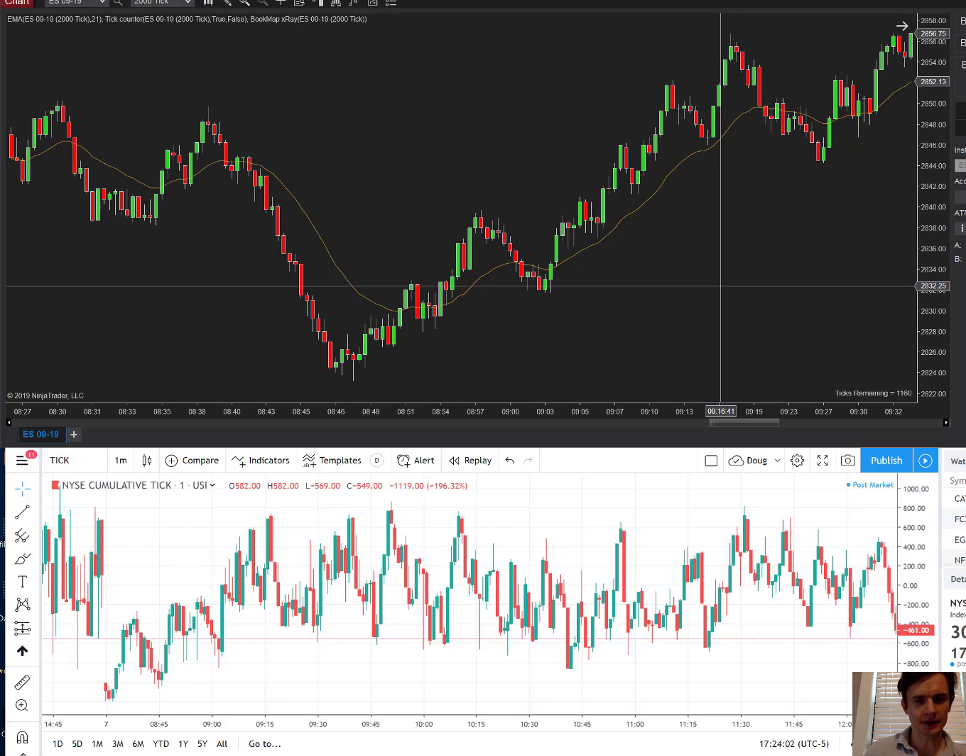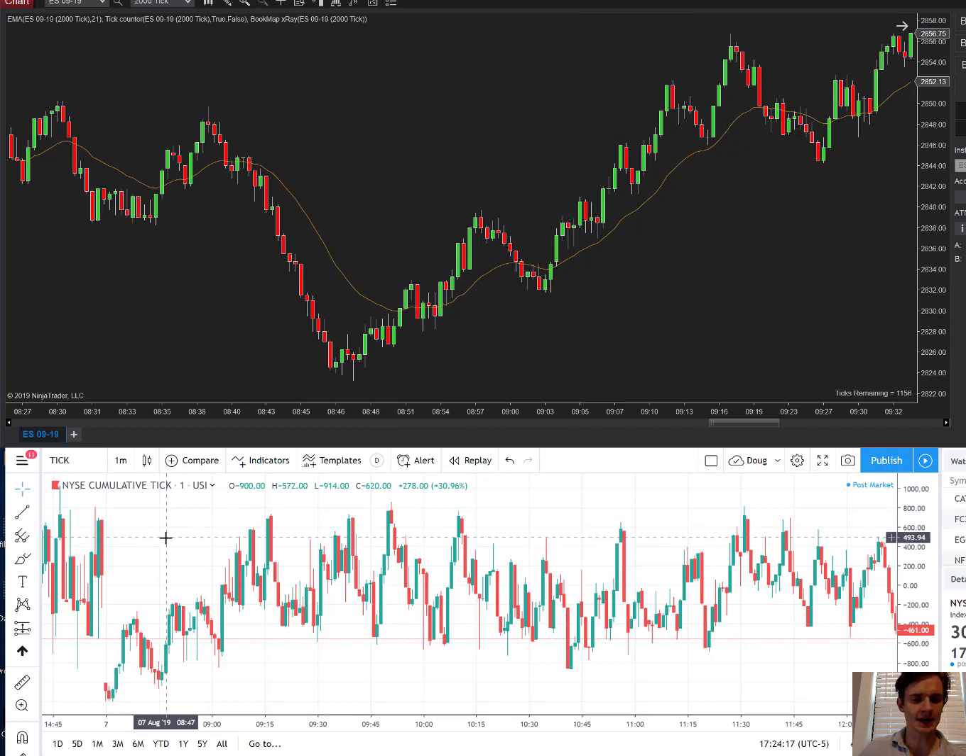Hey guys, it's August 7th. We're going to go through the order flow for the ES 2000 tick chart. And helping us with the order flow is the NYSE cumulative tick on TradingView.